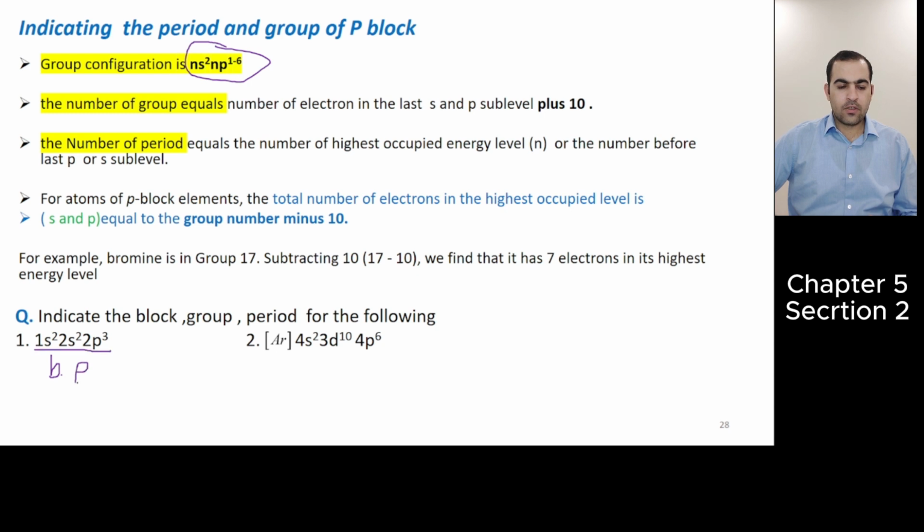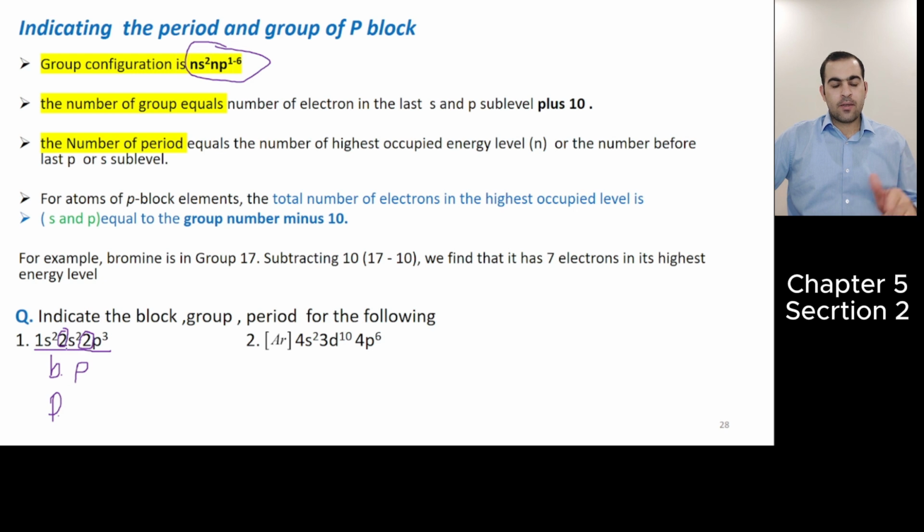The last one is p, so block p. What about period? Period is the number before last s or last p. In the p block, guys, look, we have two shells. The second shell is called the last shell. 2s, 2p, they are in the second shell. So the last shell is 2.